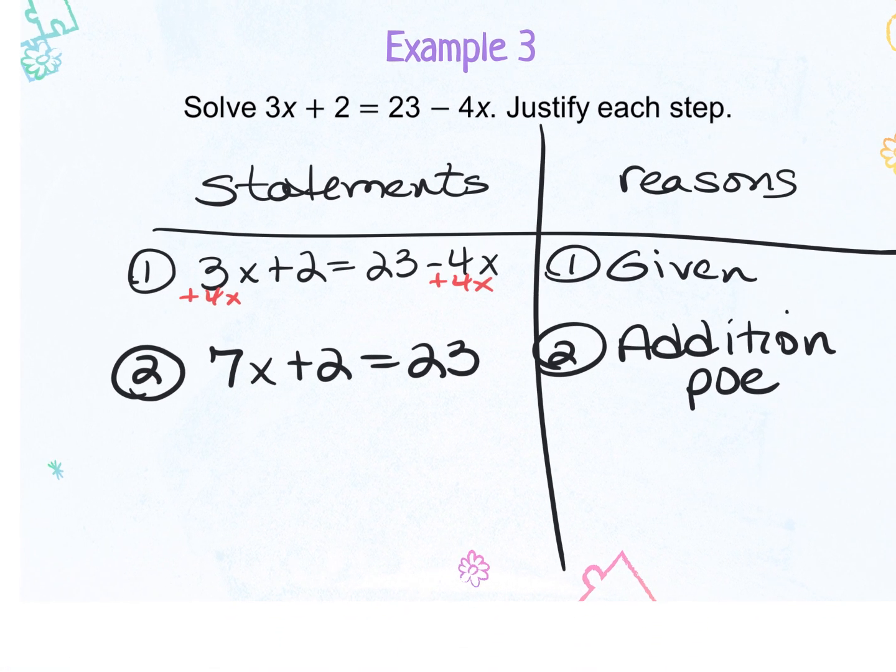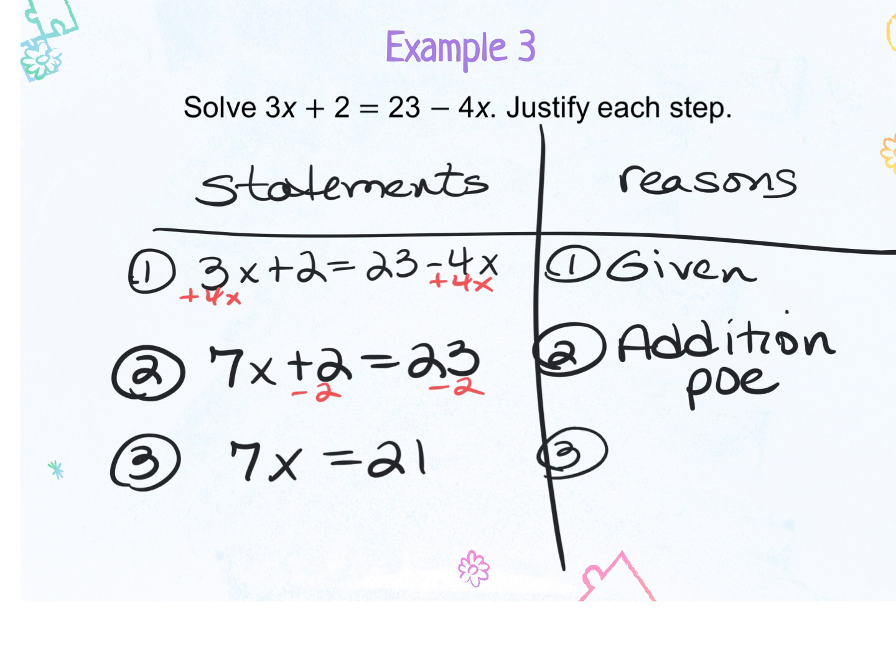So my next step is going to be to get the constants on the right side. So again, just a visual for myself, what I'm doing is subtracting 2 from the left side of the equal sign and the right. So my new statement is going to be 7x equals 21. And notice what I did was I subtracted the same number from both sides. So this is the subtraction property of equality.